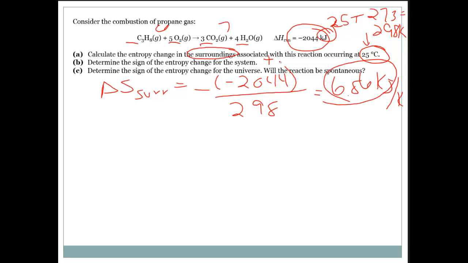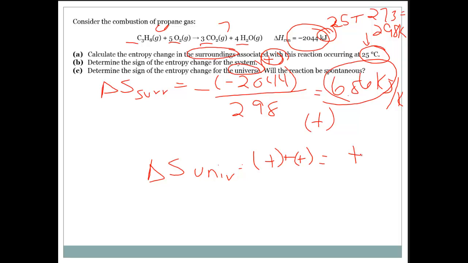Determine the sign of the entropy change for the universe and whether it will be spontaneous. So we know that the delta S of the surroundings is positive. We know that the delta S of the system is positive. So delta S of the universe is positive plus positive, meaning that the entropy change for the entire universe is going to be positive, which means it will be spontaneous. Okay, we'll do one more, just like that.